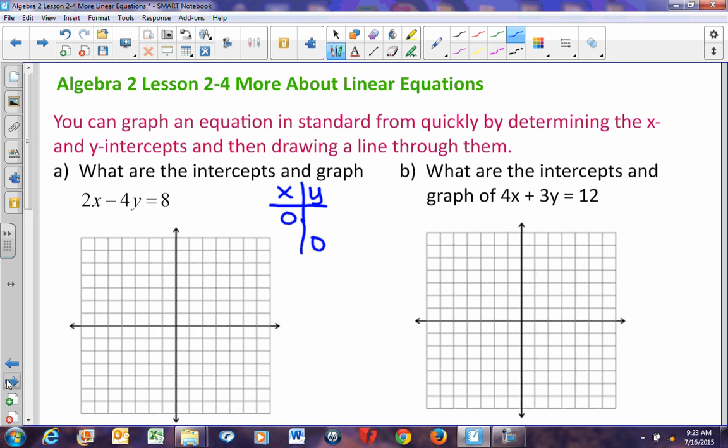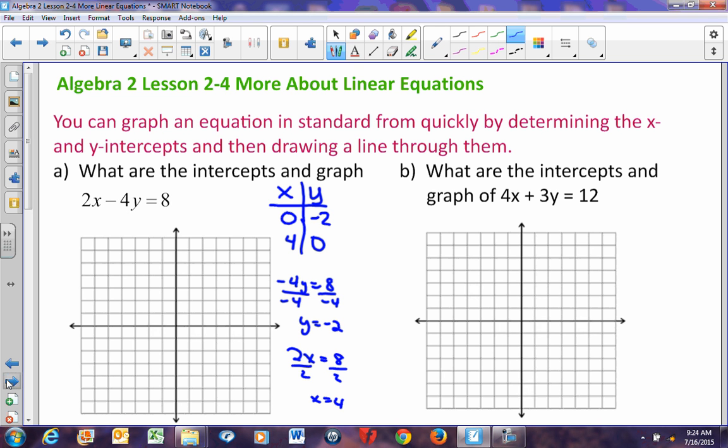In this particular equation, 2x minus 4y equals 8. If x is 0, I'm going to have negative 4y equals 8. If I divide by negative 4, y equals negative 2. So my y-intercept is at (0, negative 2). And to find my x-intercept, I plug in 0 for y. So I have 2x equals 8, divided by 2, x equals 4. So those are my x and y intercepts. So I can quickly graph those.